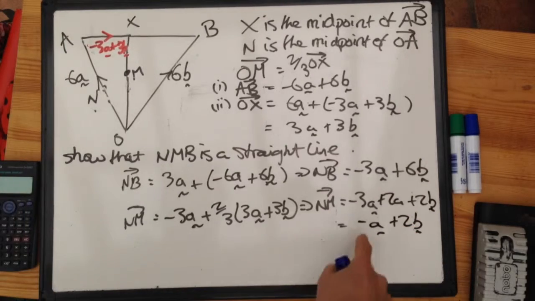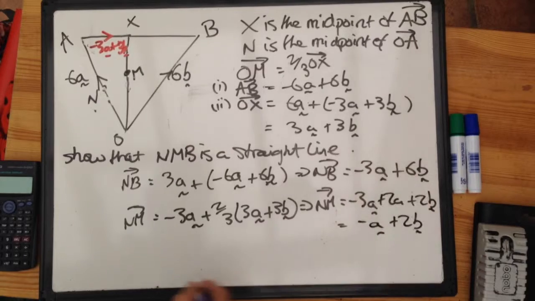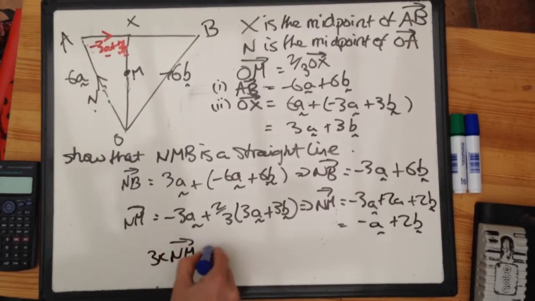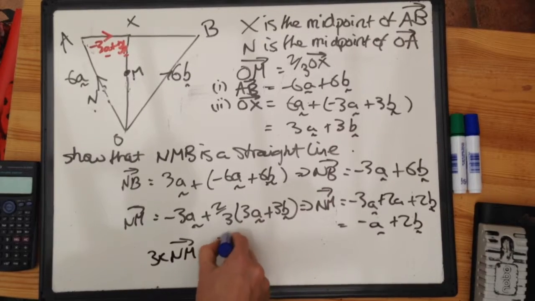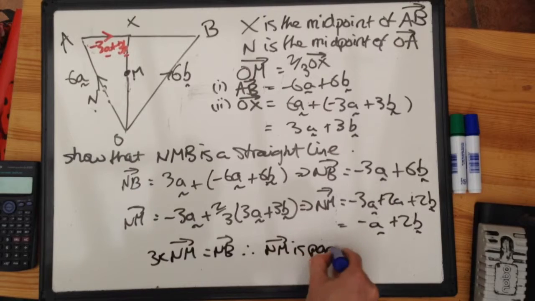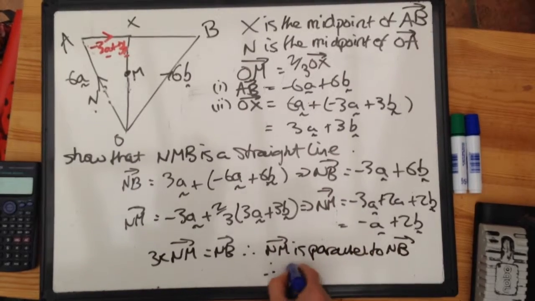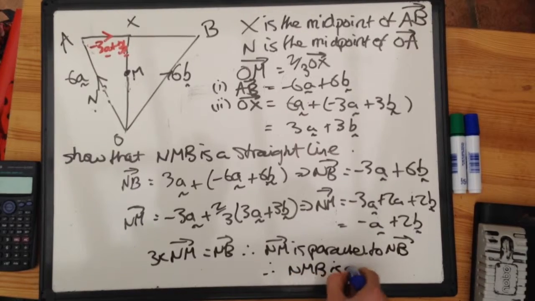Now, compare this to this. What do I multiply this by to get this? Well, 3. I can see that NM times by 3 is equal to NB. So therefore, NM is parallel to NB. Therefore, NMB is a straight line.